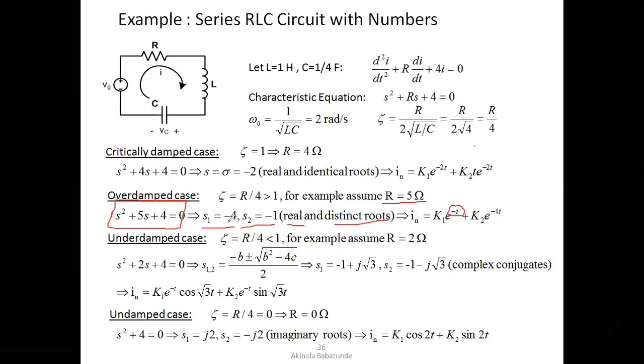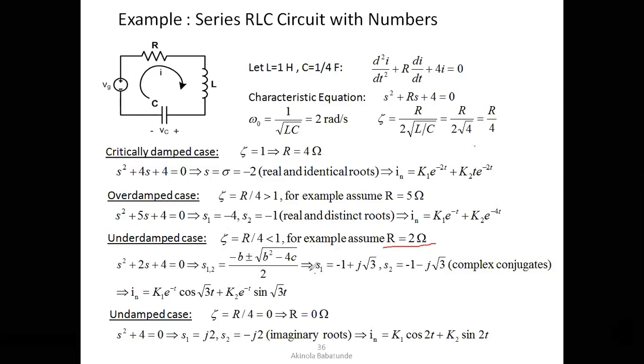This represents when S is equal to minus 4, you put that here. Okay, so you have this expression, this response when your R is equal to 5. Also, in the case where we have zeta less than 1, we said our R would be equal to 2. All right, in this particular case, you just put R here. When you do that, what you will find out is you obtain complex conjugate roots.